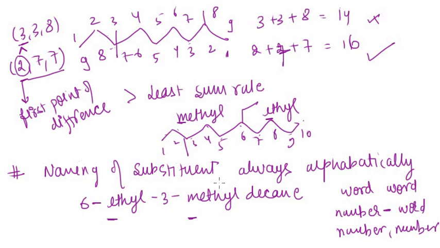So for all the substituents, we do not have any priority list. If one is a substituent, then all are equally substituents. We have to write them in increasing alphabetical order. Okay. Now let's do one more example.